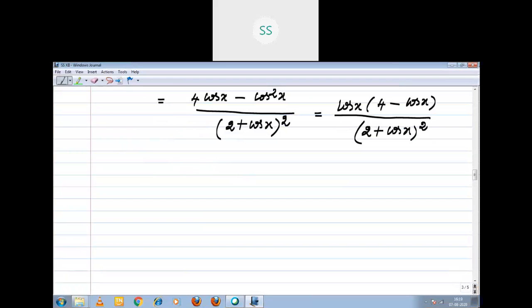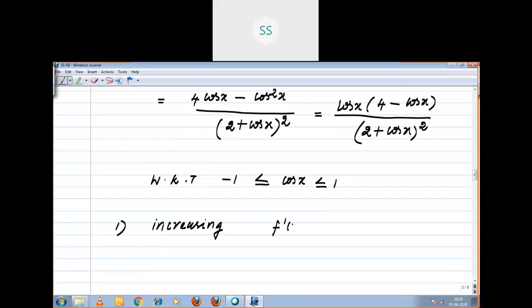What is the range of cos x? We know that minus 1 is less than or equal to cos x, which is less than or equal to 1. First part, what is given? Increasing. Increasing means f dash of x is greater than or equal to 0.